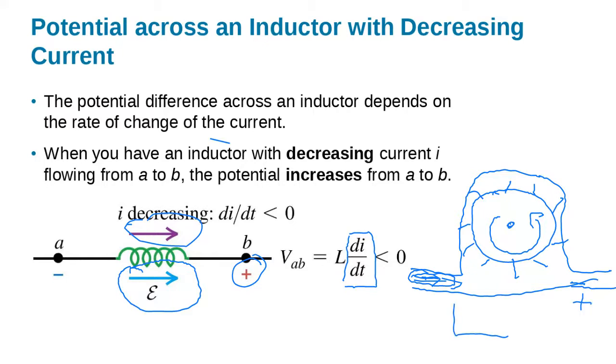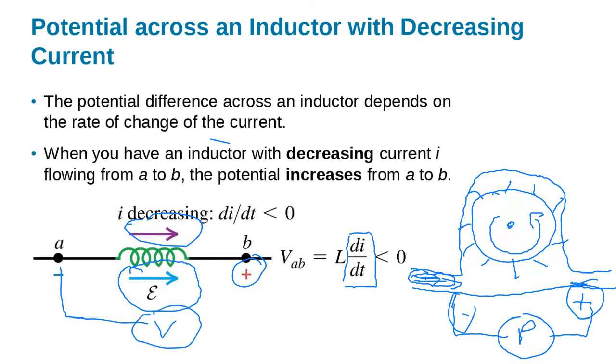So if we had some pressure meter, we'd measure higher pressure on this side compared to this side, which is what we see in an electrical circuit. If we were to put a voltmeter there, we'd measure higher voltage on this side if we're decreasing the current through it.